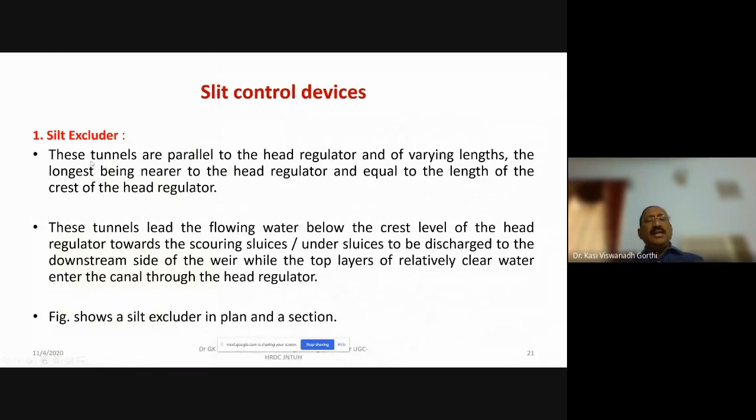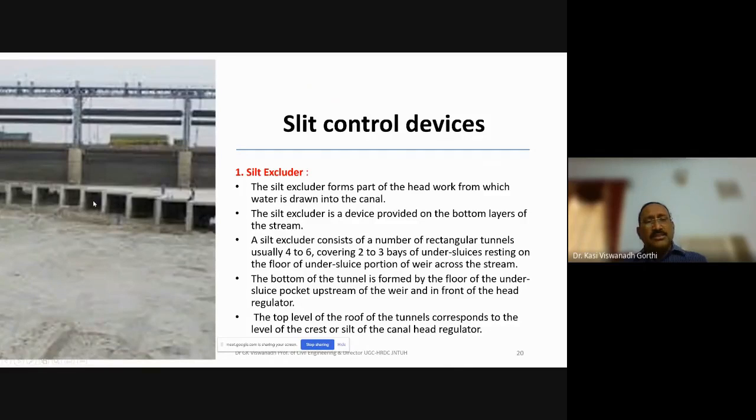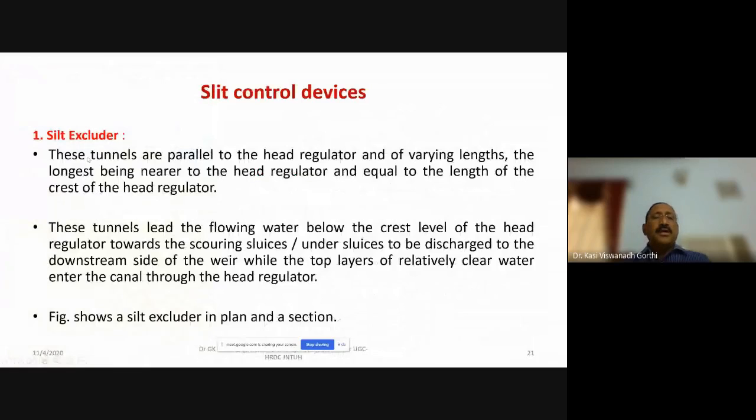So the tunnels will be there, and what are those tunnels? These are all the tunnels, rectangular boxes. These tunnels are parallel to the head regulator and of varying length, the longest being nearer to the head regulator and equal to the length of the crest of the head regulator. These tunnels lead the flowing water below the crest level of the head regulator towards the scouring sluice, also called the undersluice, to be discharged to the downstream side of the river, while the top layers of relatively clear water enter the canal through the head regulator. So that is how horizontally the entire flow of water is divided into two sheets.